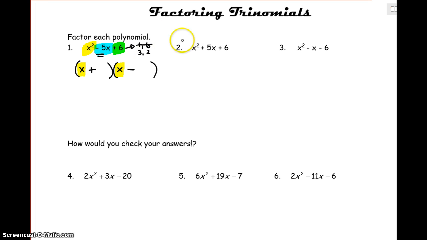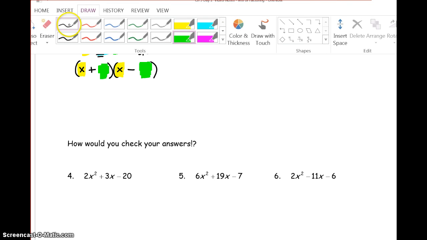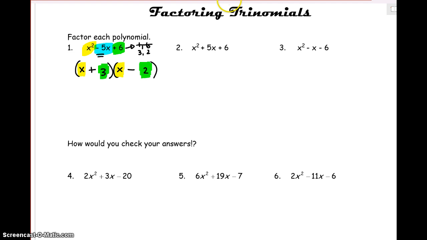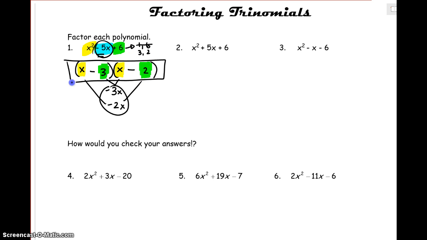Okay, so let's do the green section again. Now, in the green section, I'm going to try 3 times 2, because 3 times 2 is also going to give me a 6. Let's try it out. This gives me -3x, and these two give me -2x. And when I add these, yes, I get -5x, which is ultimately what I want in the middle. And then I want to know, does the green section give me +6? Does -3 times -2 give me 6? And the answer to that is yes. Therefore, this is my factor. Now, you might be thinking, whoa, what just happened? So bear with me, okay?